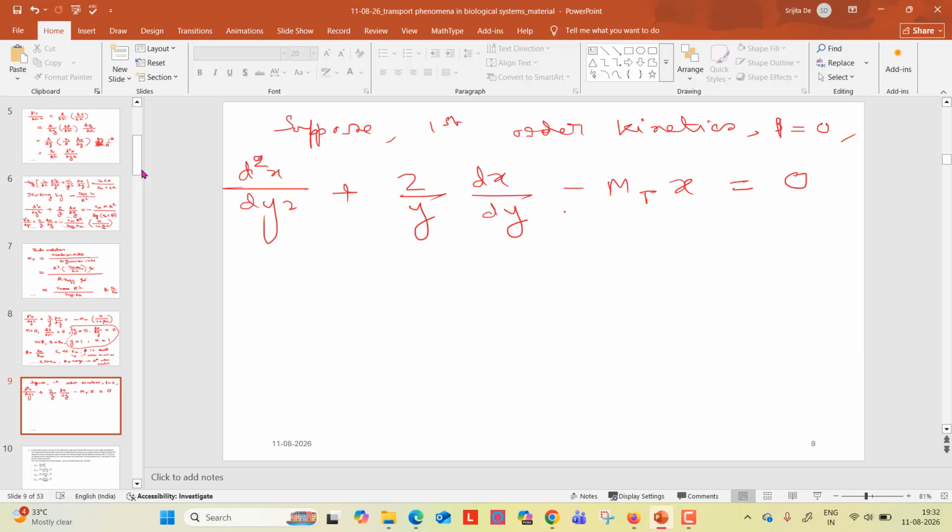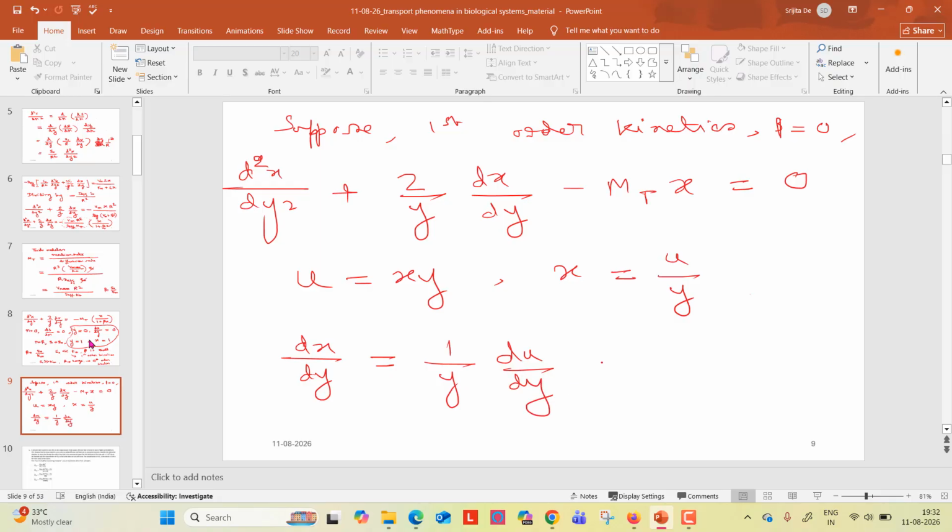So we need to take another approximation. Suppose we define u = xy. That means x will be u by y. Now we'll be putting these values. If x is u by y, then dx/dy will be 1/y du/dy as the first term, and the second term will be minus u/y square, right? Do you agree with this? Just simple mathematics.